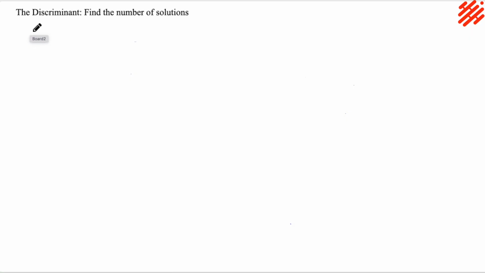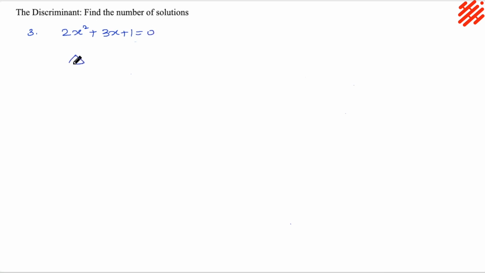Find the number of solutions. Let us go for, I think this is example number 3. So we have example 3, we have the equation 2x square plus 3x plus 1 equals 0.